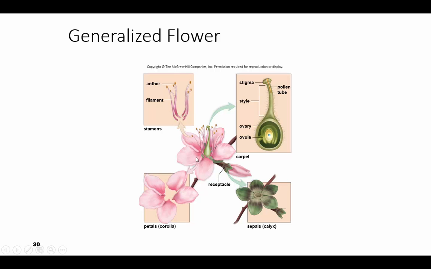You're going to have stamen, which is the male gametophyte, and you're going to have carpels, and the carpel is the female gametophyte. And they're all going to be attached to this receptacle here in whorls. The collection of sepals that are in that receptacle are called a calyx, and the petals we call the corolla.